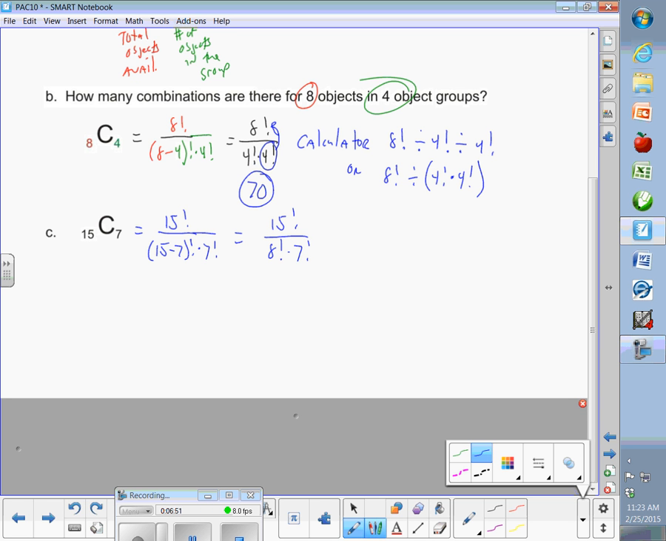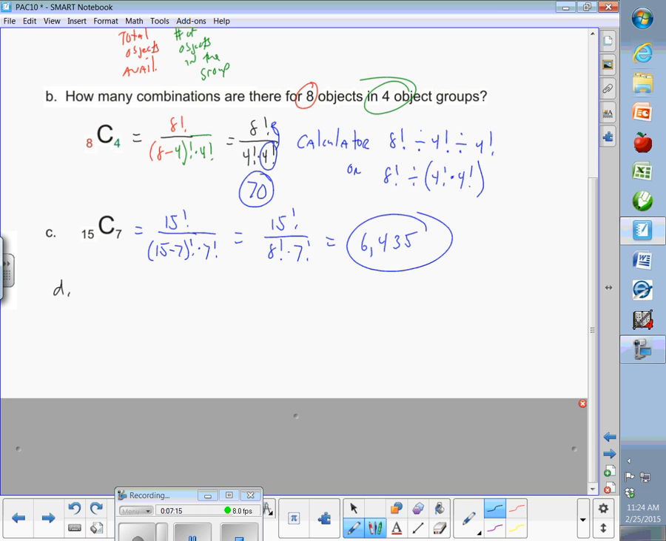How do I punch this in my calculator? 15 factorial divided by 8 factorial divided by 7 factorial. Solution, 6,435 different groups. Combinations. All right, I'm going to throw one more in. A little bonus. D here. Combination 50 and 6.